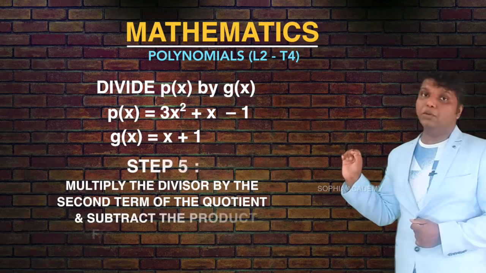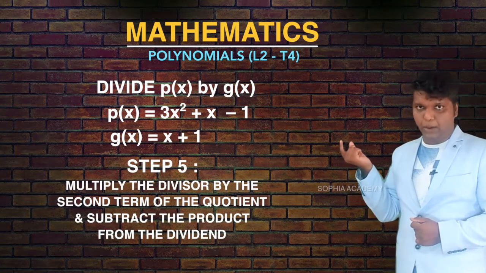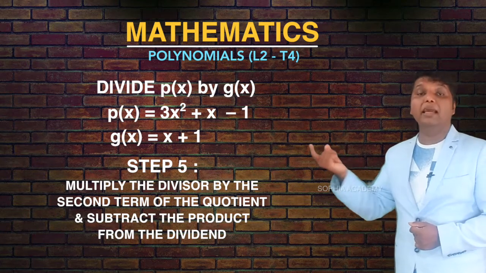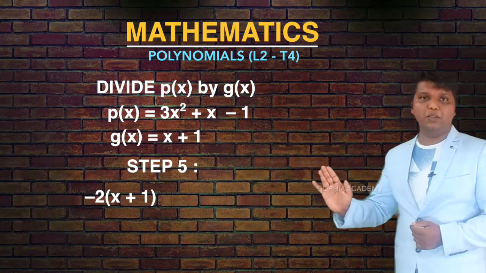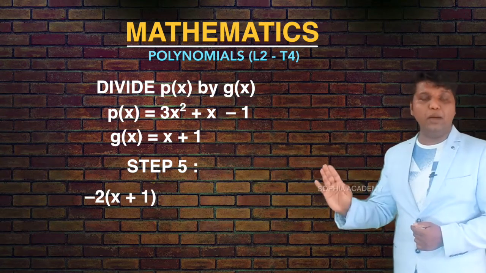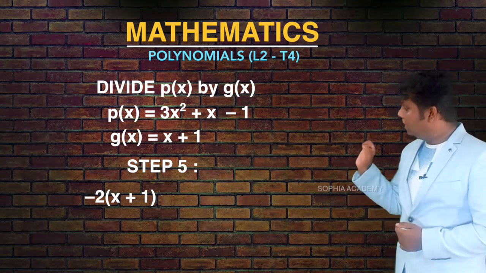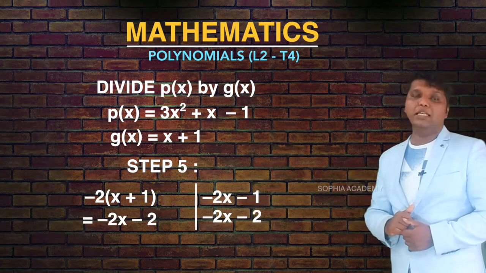After this one, what you have to do? You have to multiply this quotient, the second term of the quotient you received right now, by the divisor. The divisor is x plus 1. So minus 2 into x plus 1. Minus 2 into x, it is minus 2x. Minus 2 into plus 1, it is minus 2. So again you will get minus 2x minus 2. Draw a line. Again you will have to subtract them.